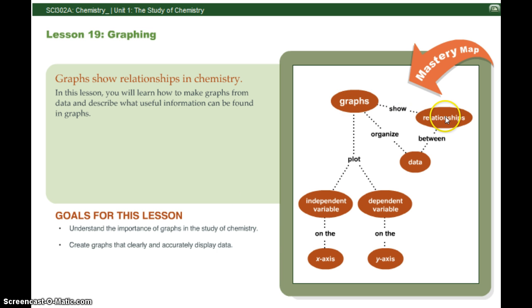So graphs show relationships, graphs organize data, and therefore it shows the relationship between different data that you collect. Graphs plot the independent variable on the x-axis or across. Graphs plot dependent variable on the y-axis. Now, I always think of x across and y as in shrug your shoulders.